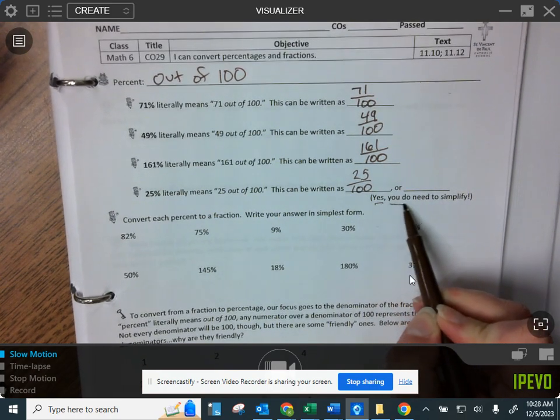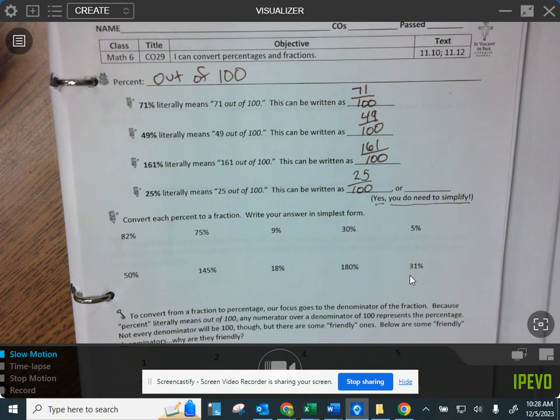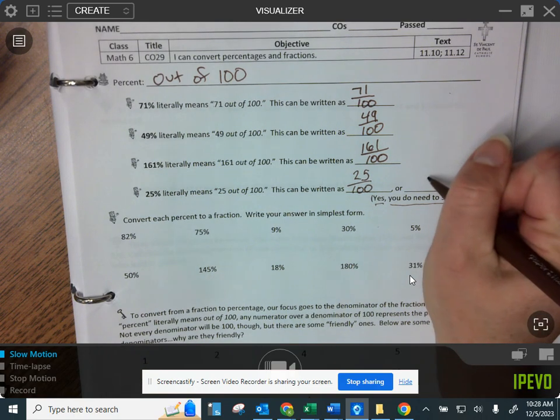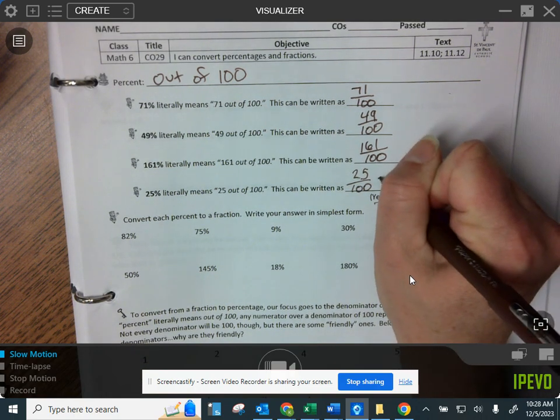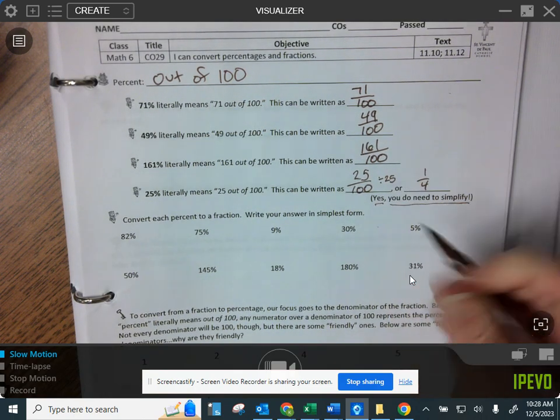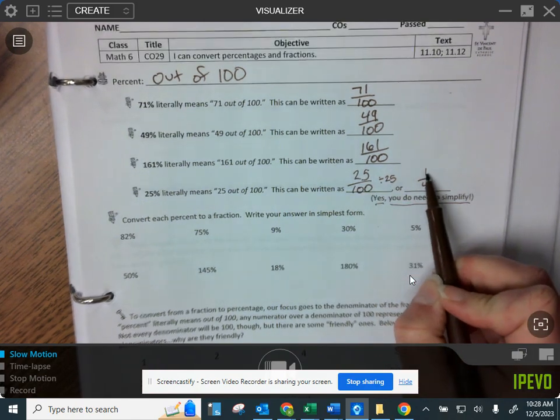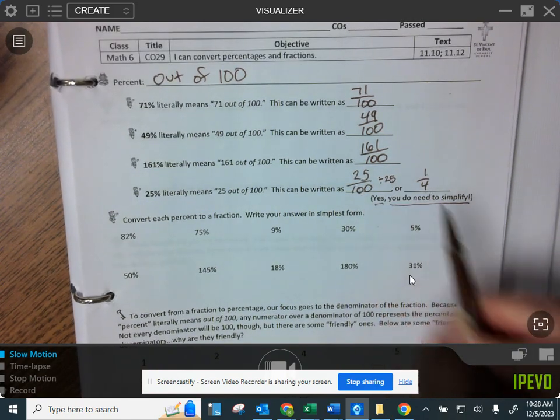Yes, you do need to simplify those fractions. 71, 49, 161, those are all as simple as they can get over 100. But 25 over 100, what can we simplify that down to, Jimena? 1/4. We could divide by 25. 25 divided by 25 is 1. 100 divided by 25 is 4.